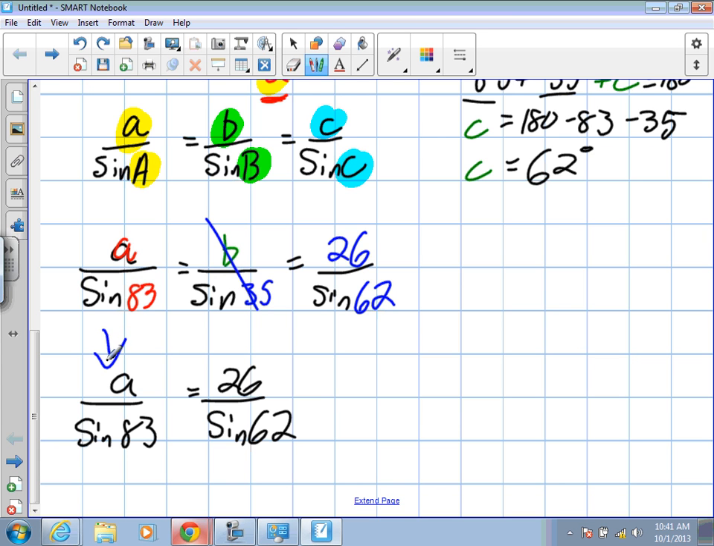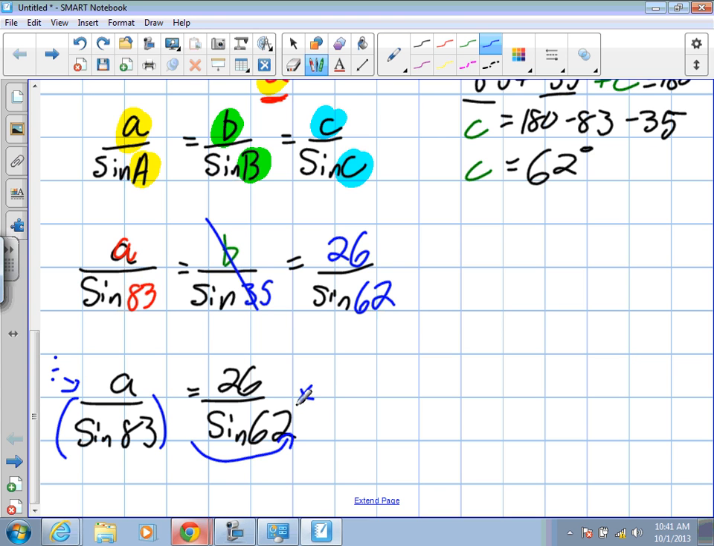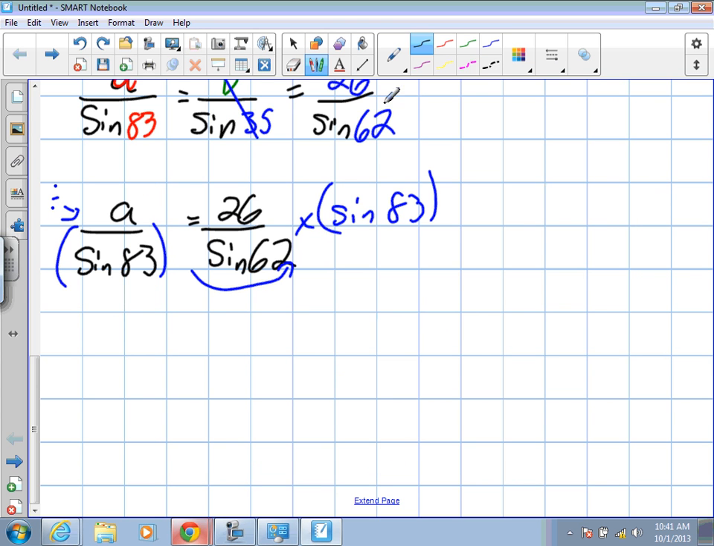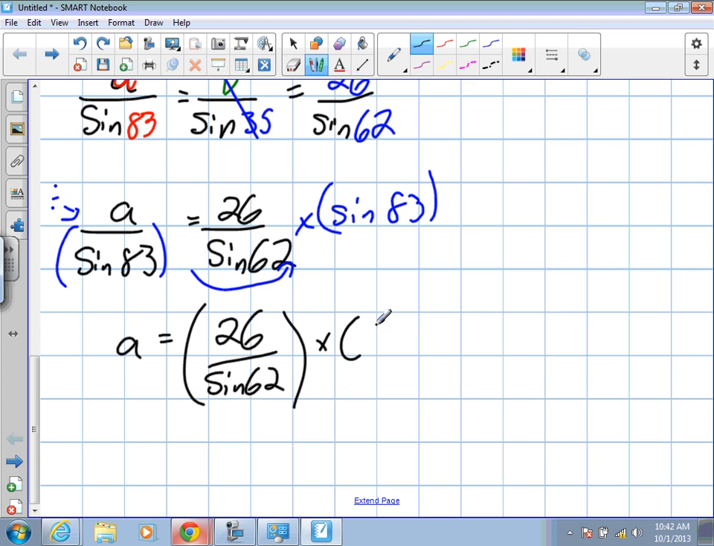So in other words, now if you want, you can find what sine 83 is in your calculator. I'm going to move it as sine 83. Because this is divided by, we know to move it to the other side, we need to multiply. So we need to multiply sine 83 by what's on this side. So I'll write this out again. A is equal to 26 divided by sine 62, all multiplied by sine 83. Okay? And that will give us our side A.